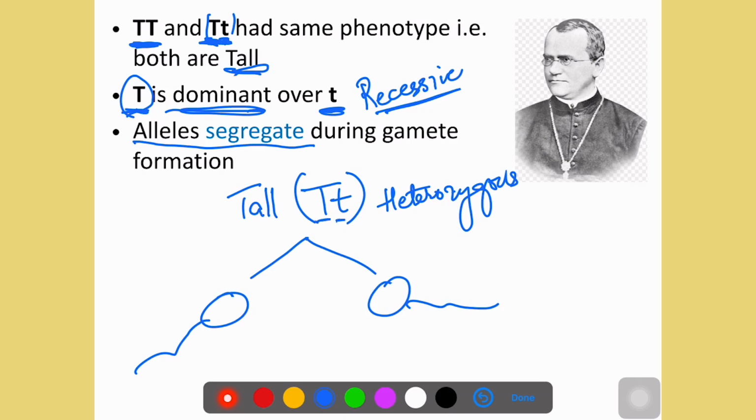these alleles, the capital T and small t, they separate. So they separate in such a way that the gametes will get one of each, right? Half of the gametes will be with capital T, and half of the gametes will be with small t. It does not usually happen normally that a gamete will get both the alleles at the same time, right? That won't happen. So this is what we mean by alleles segregate during gamete formation.